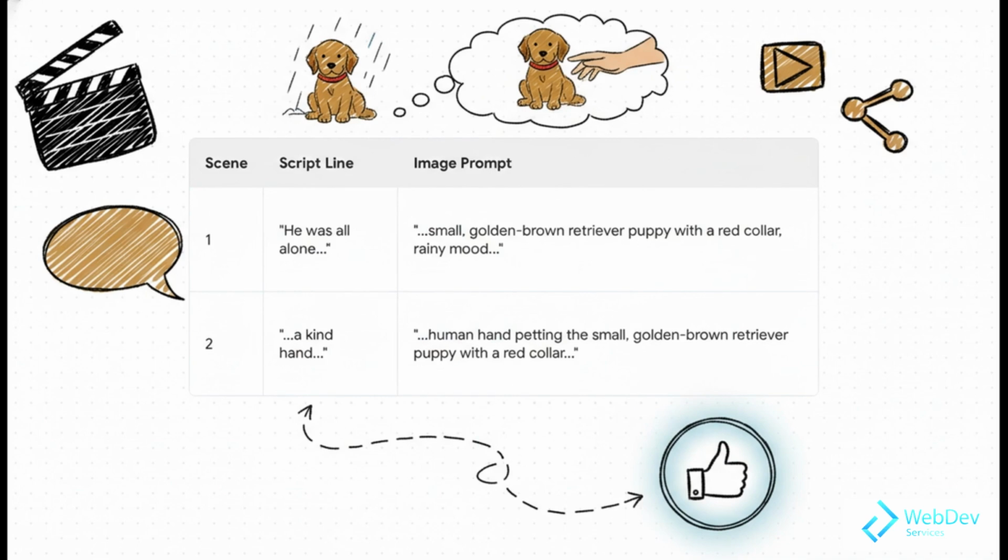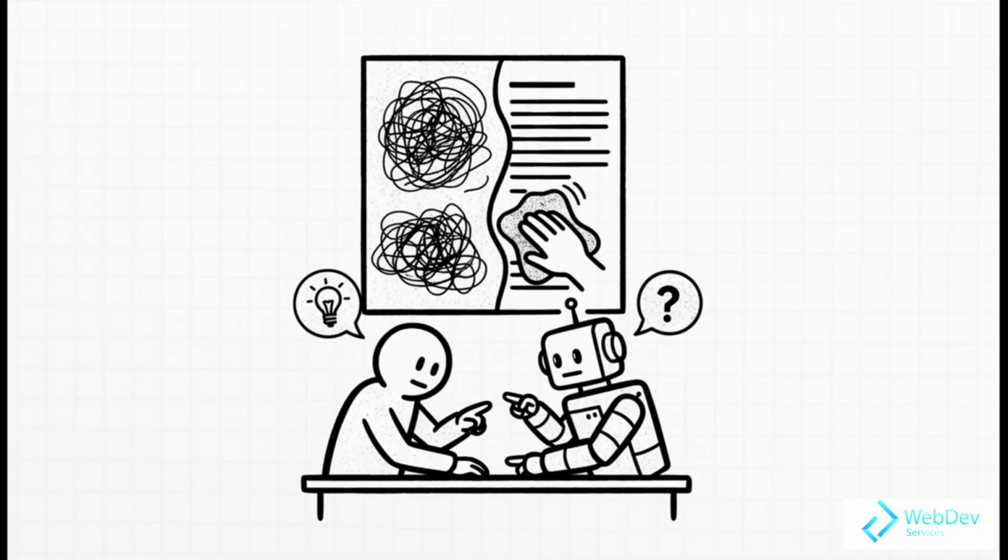Now, notice how the image prompt keeps repeating the exact same description, a small golden brown retriever puppy with a red collar. See that? That simple little trick makes sure your character looks the same in every single shot. It's brilliant. And finally, we get to what is honestly the most important step of all.